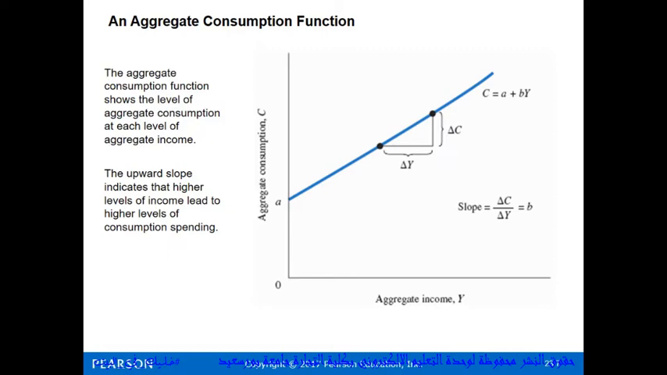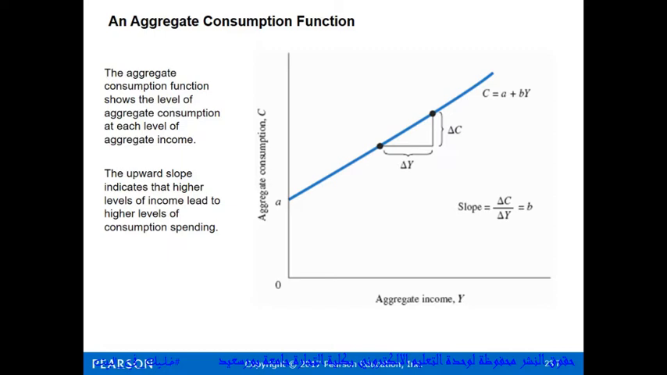We can see that the aggregate consumption function shows the level of aggregate consumption at each level of aggregate income. Also, we can see that the upward slope indicates that higher levels of income lead to higher levels of consumption spending. We calculate or measure the slope of the straight line using the formula rise over run, or delta C over delta Y, which is equal to B.